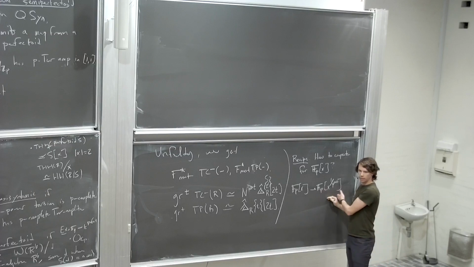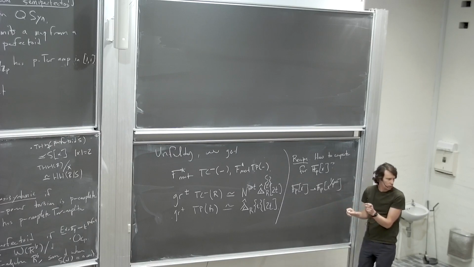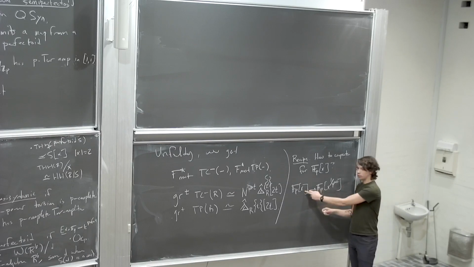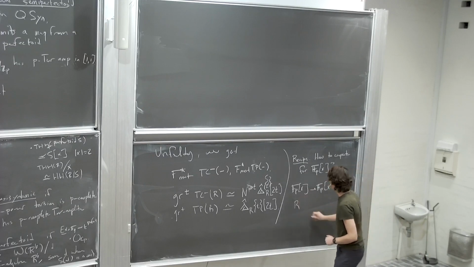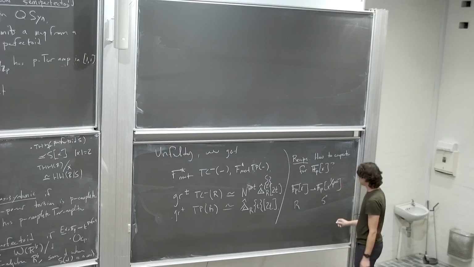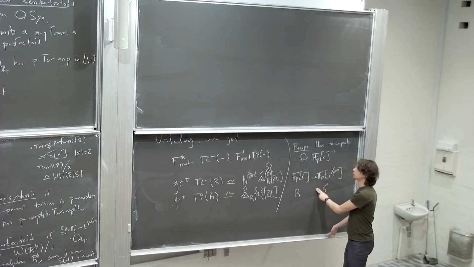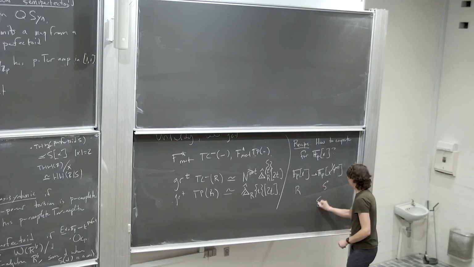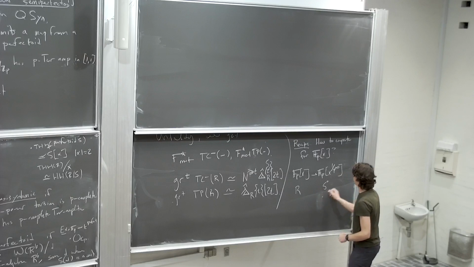This is a faithfully flat map. Now this is perfectoid. In fact, this is just perfect, and that's certainly quasi-regular semi-perfectoid. And so then we do faithfully flat descent along this map. So let's call this R. Let's call this S^0. And now we just take the Čech complex, S^•, right?